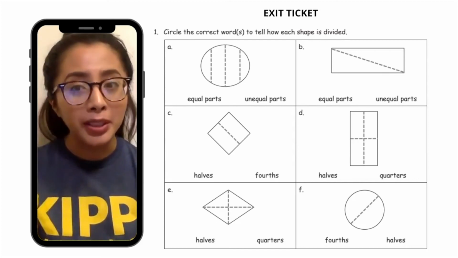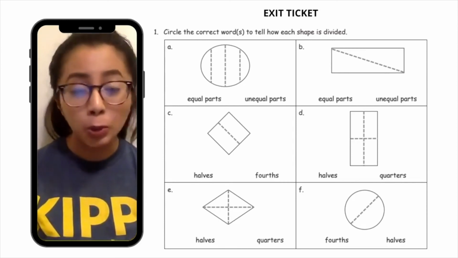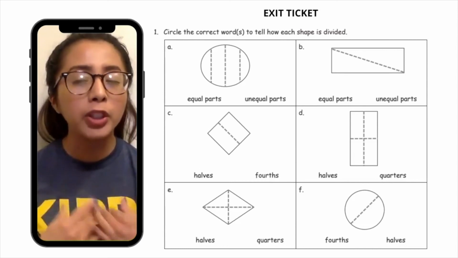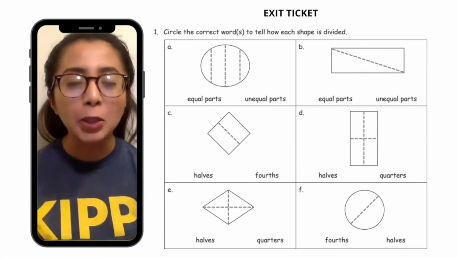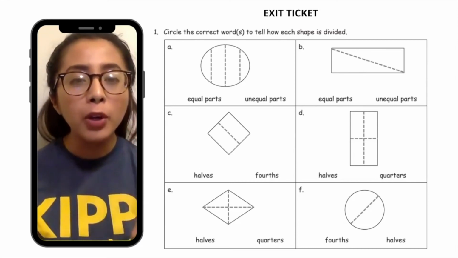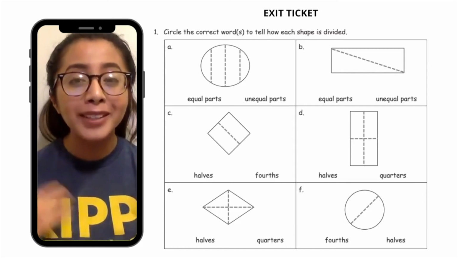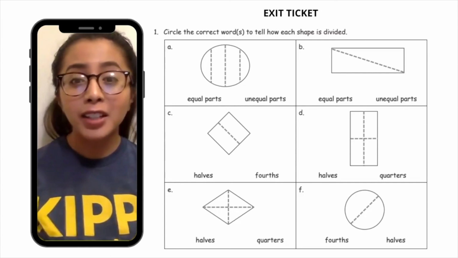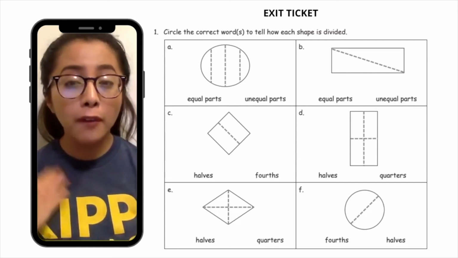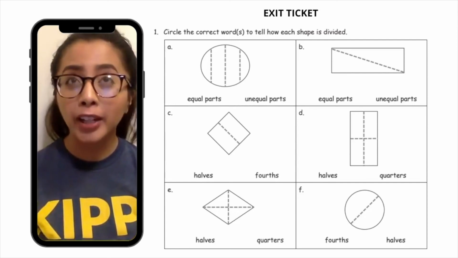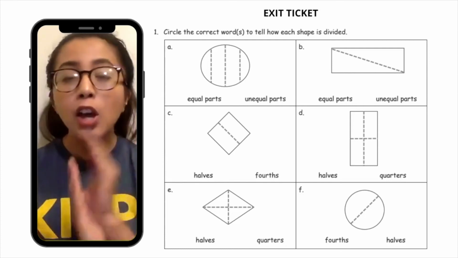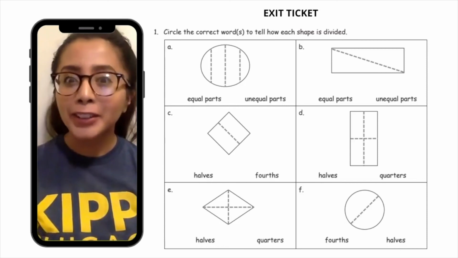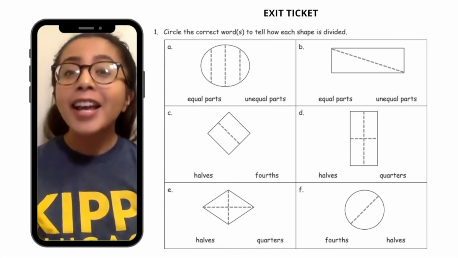Moving on to letter B. Does this shape have equal parts, meaning the same size, or unequal parts? What do you think? It has equal parts. Both of those pieces are the same size. Now looking at letter C, does this have halves or fourths? Think about it. Halves means two pieces. Fourths means four pieces. Letter C is halves.